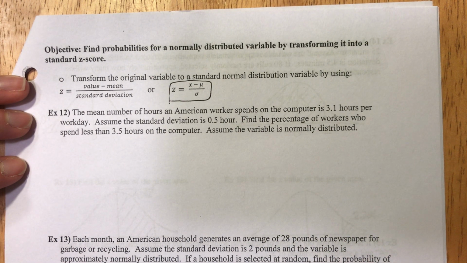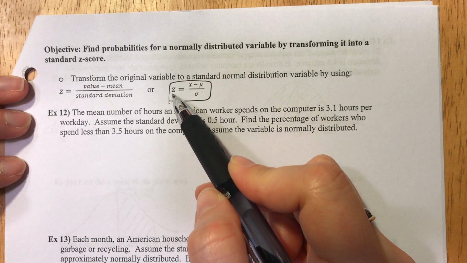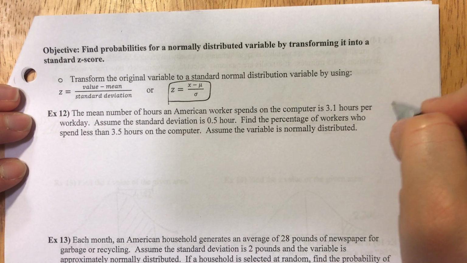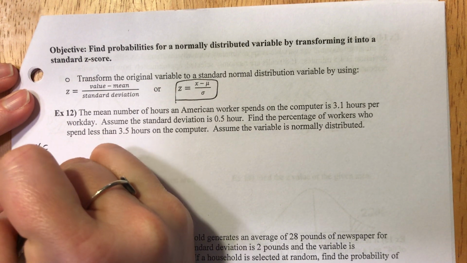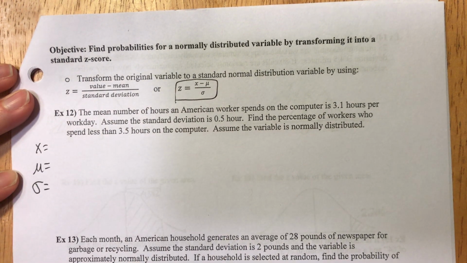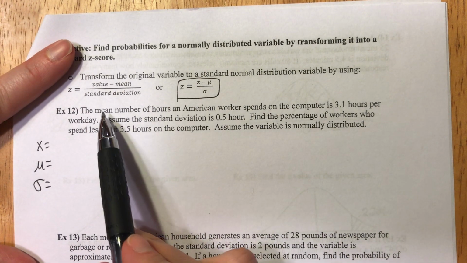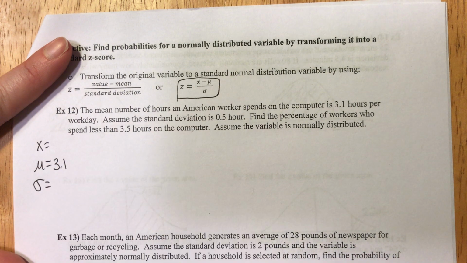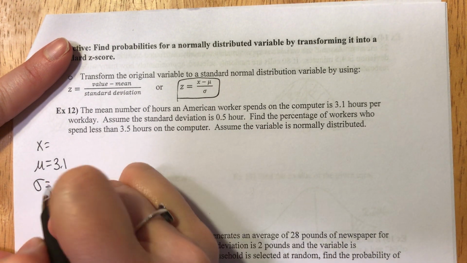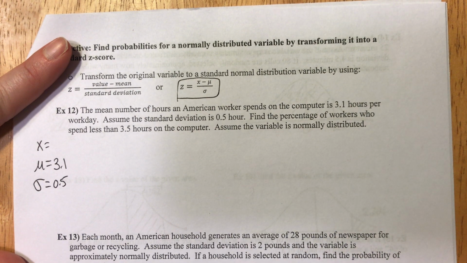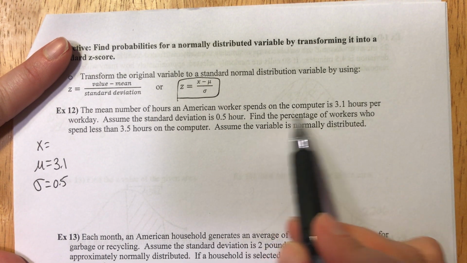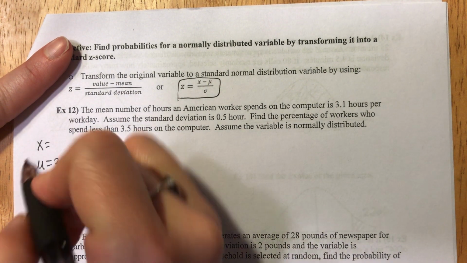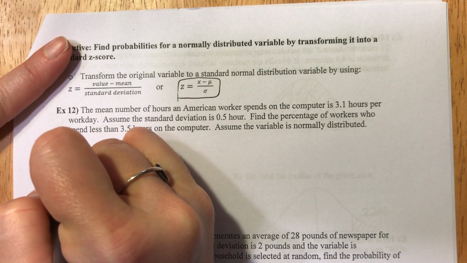All right, so we know that in order to find the z-score, we need an x value, we need a mu, and we need a standard deviation. So let's get those pieces first. We need our x, our mu, and our standard deviation. If we go back to the problem, we're told in the first sentence the mean number of hours is 3.1, and the standard deviation is 0.5 of an hour. We want to find the percentage of workers who spend less than 3.5 hours on the computer. So we could actually change this to be less than 3.5.